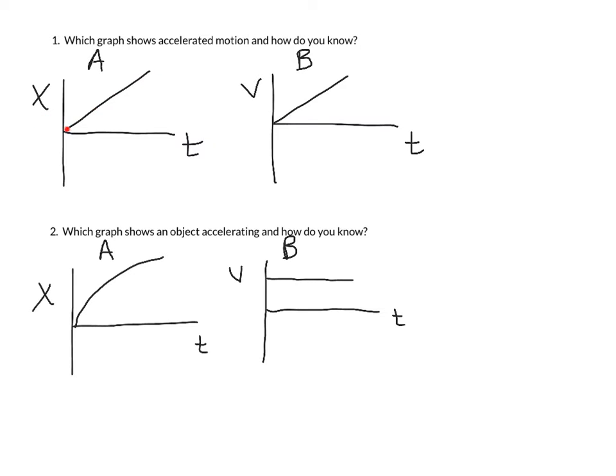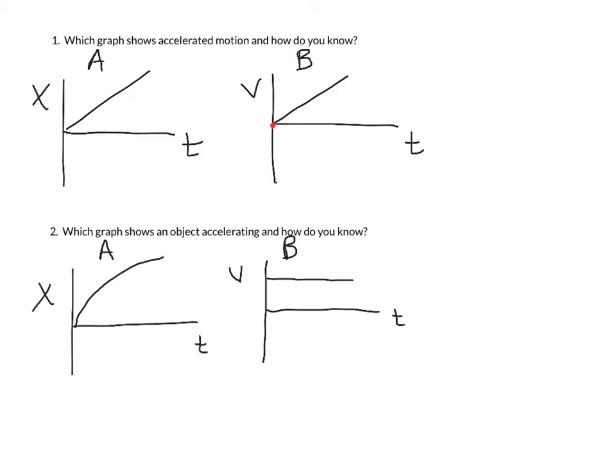Describe that slope. Constant slope. Constant slope on a position time graph, no acceleration, right? That's constant velocity. This graph looks just like that graph, but this is a velocity time graph. On a velocity time graph, the slope is what? Acceleration. Remember, the slope of a position time graph is velocity. The slope of a velocity time graph is acceleration.